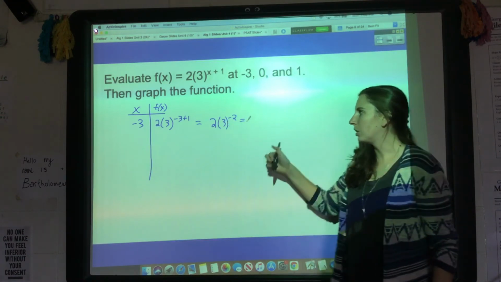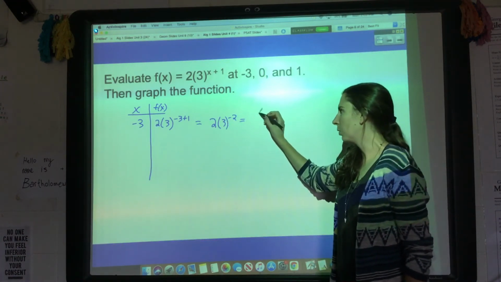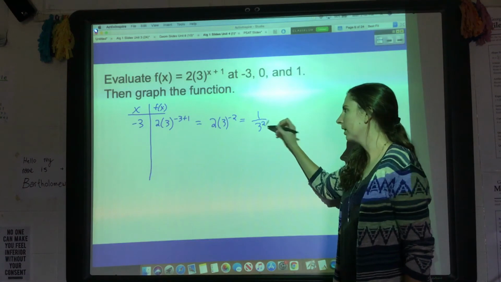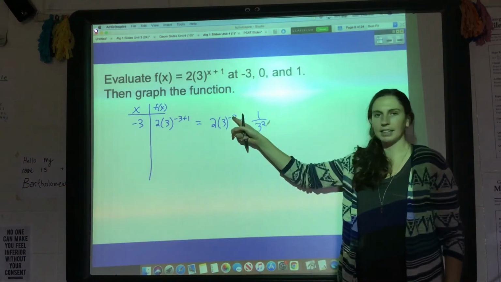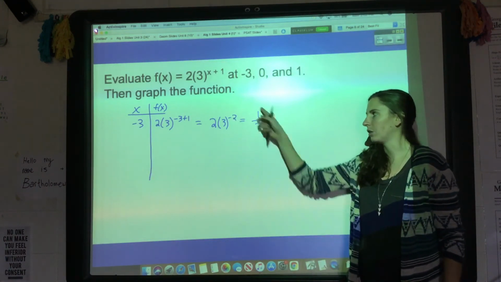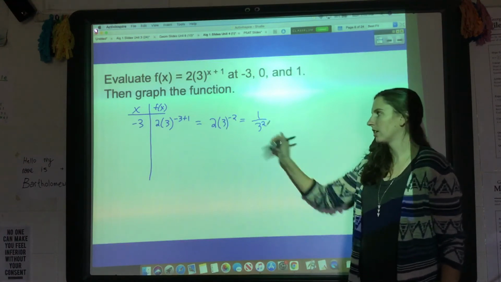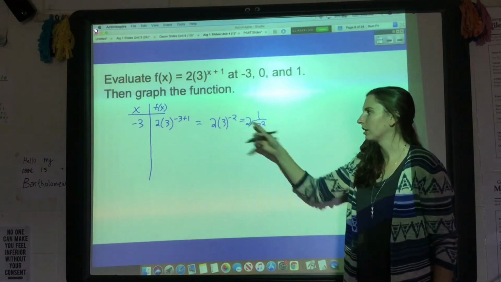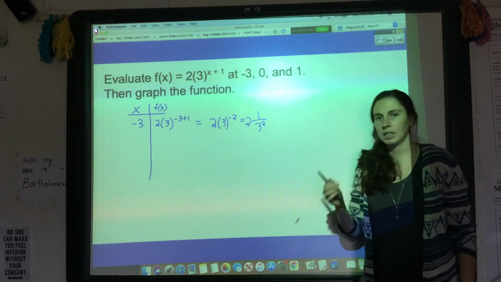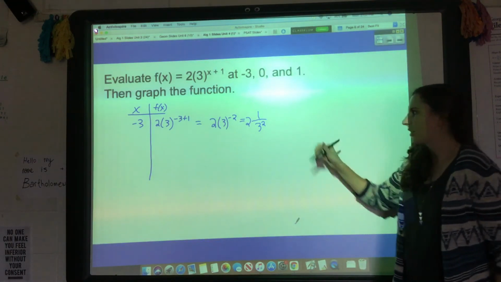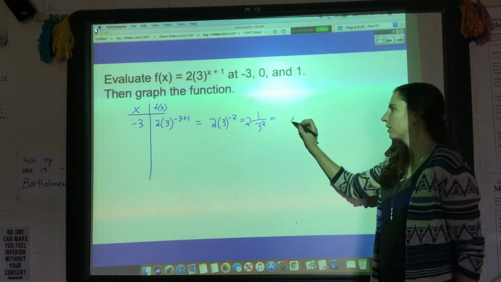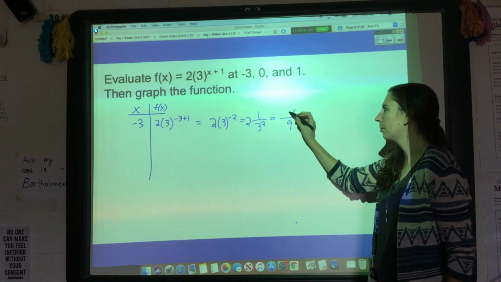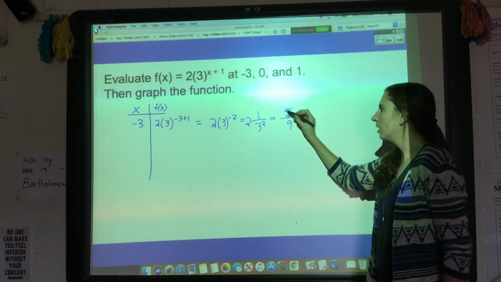3 to the -2 is actually the same as 1/3 squared. Remember, a negative exponent becomes positive if you just flip what side of the fraction it's on, and we'll leave the 2 in front. You can just do this in your calculator if you want, but basically 3 squared is 9, there's a 2 on the top, so it's 2/9ths.